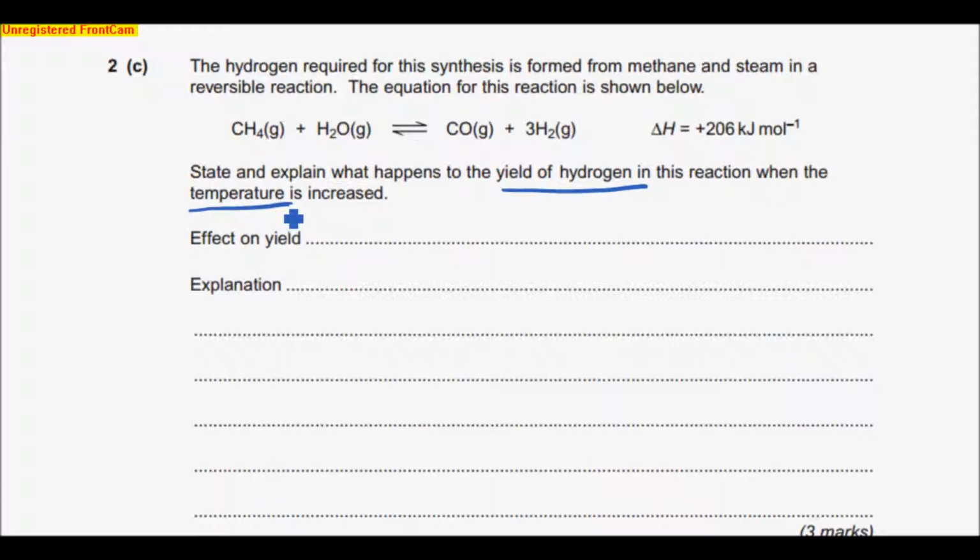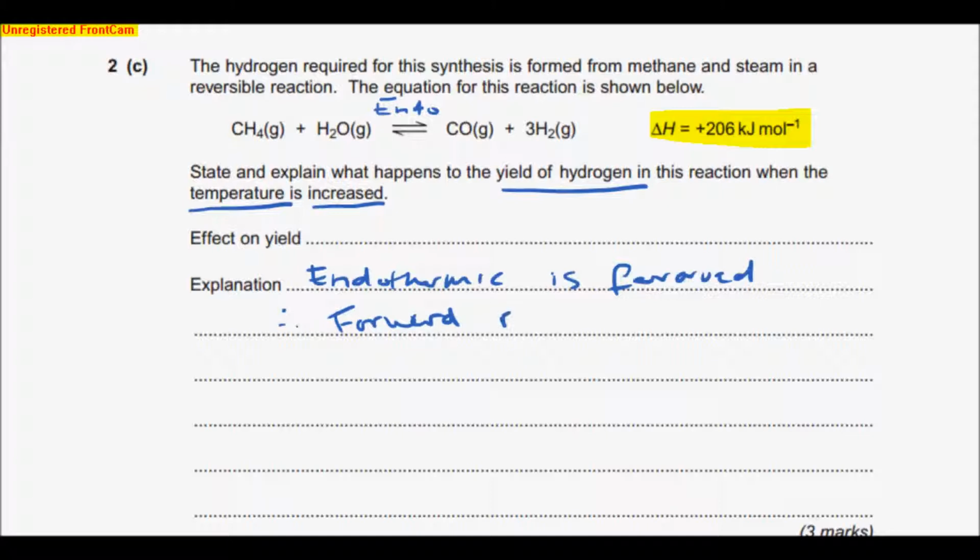So we're looking at temperature. So remember from before, temperature is all linked to the enthalpy change of a reaction, and the enthalpy change of a reaction here is very nicely given to us as plus 206 kilojoules per mole. Well, plus 206 kilojoules per mole means that the forward reaction is endothermic. Okay, so if the temperature is increased, then the endothermic reaction will be favored. And the endothermic reaction is also the forward reaction.